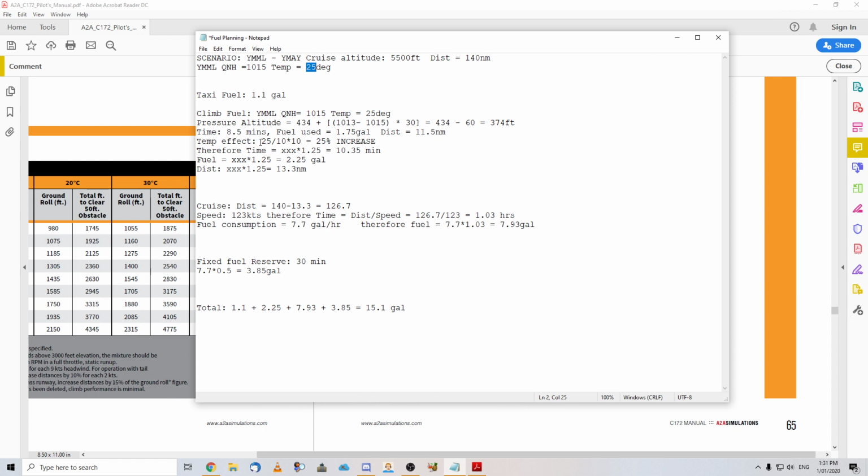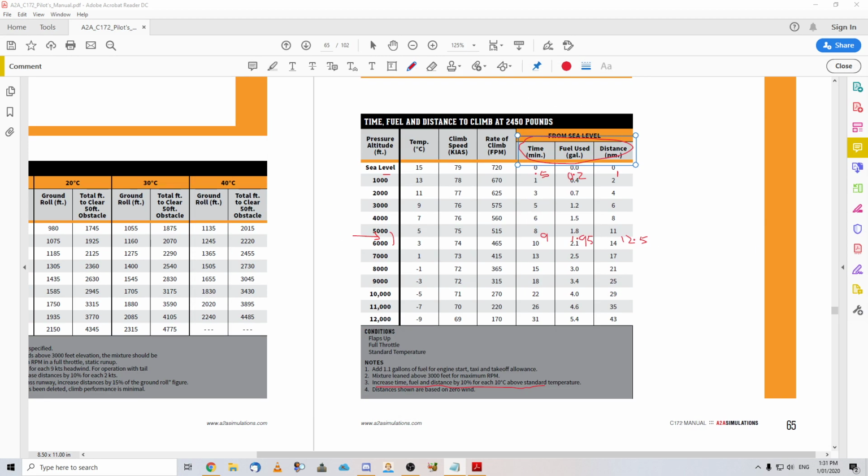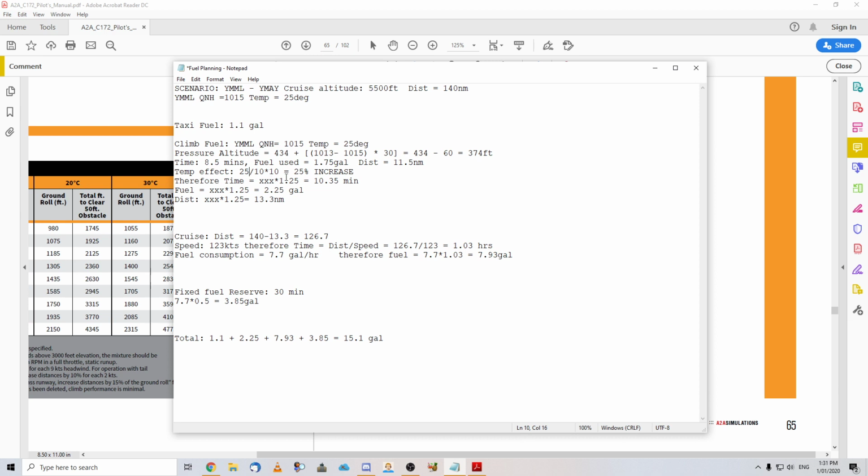Well, your temperature effect is 25 degrees divided by 10 degrees, and it's a 10% increase because, as we saw here, increase time, fuel and distance by 10% for each 10 degrees above. So the effect of that is that there's 25 degrees divided by the 10 degrees times 10%. So it's a 25% increase in your times, fuel used, and distance.